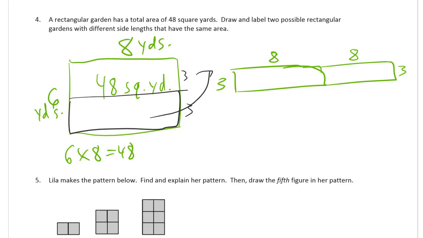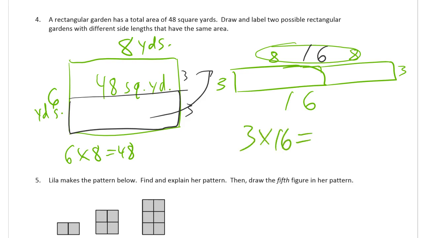And we would have these two 8s put together would make a 16. So it would be 3 by 16. So that there's two possible ones. So that would be 3 times 16 equals 48. I think we just did that one in the previous homework assignment. We had 3 times 16. At least that was the one that I used for a similar problem.